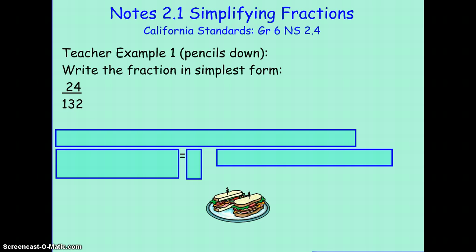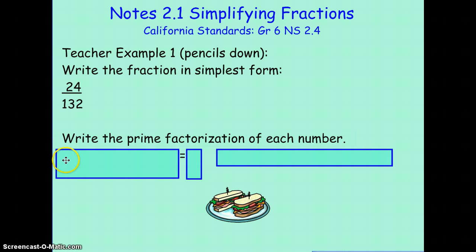Teacher example 1, write the fraction's simplest form. Now, you've done this a lot, and one way is to divide them both by the same number. The trouble is sometimes you don't know what the best number is, and you end up doing a lot of division. I'm going to show you another option. You can use either, whichever you prefer. So this option is using prime factorization.